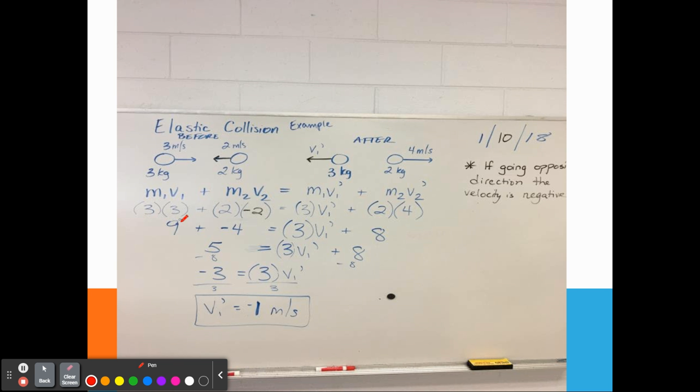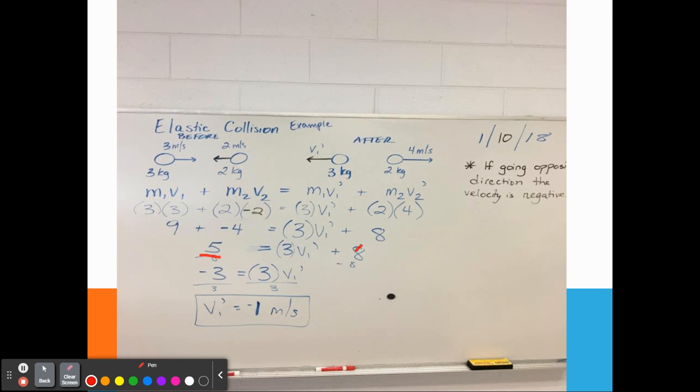From there, we're going to start to simplify. 3 times 3 is 9. 2 times a negative 2 is negative 4. 3 V1 prime, that's basically just like 3x if we were looking at regular algebra. And 2 times 4 is 8. Let's simplify this again. 9 plus a negative 4 is 5. We're still not doing anything with this, so we have 3 V1 prime plus 8.